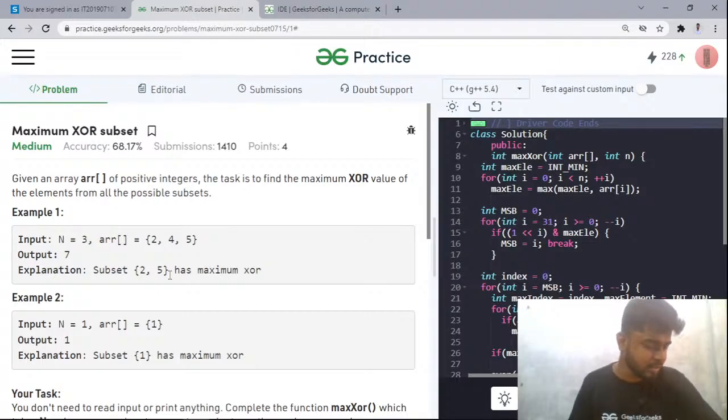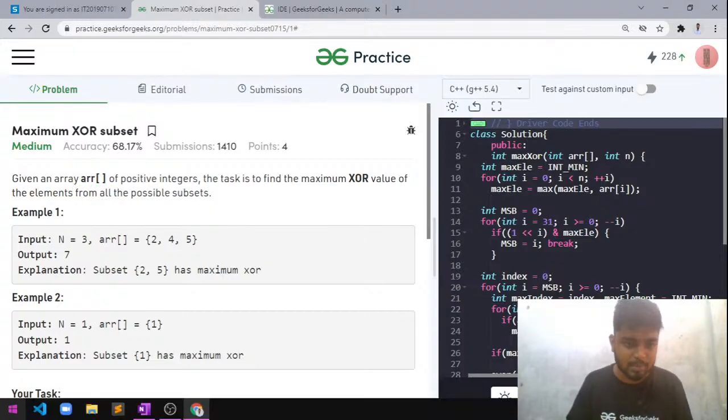The problem name, as you know, is maximum XOR subset. You have been given an array which consists of n integers, and the task is to find the maximum XOR value of elements from all possible subsets. Ultimately, you have to find a subset containing the maximum XOR value of all of its elements, considering all possible subsets, right?